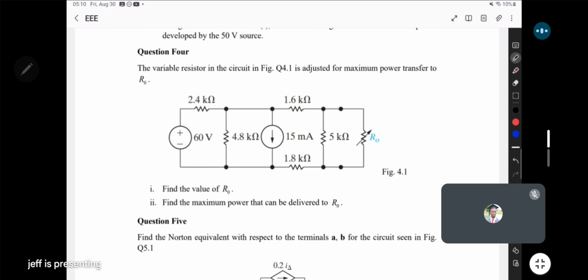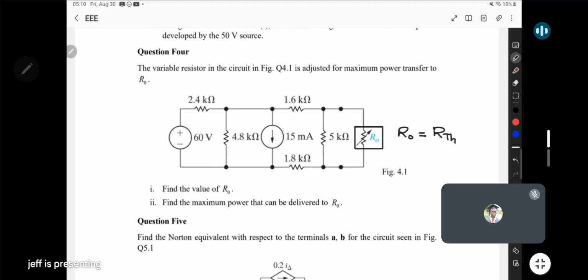So in this problem, what are they saying? The variable resistor in the circuit figure is adjusted for maximum power transfer to R0. So what does it mean for maximum power transfer? It can be proven, we won't try to prove it, that for the power here to be maximum, the resistance value here, R0, must be equal to the Thevenin's equivalent resistance, R Thevenin.